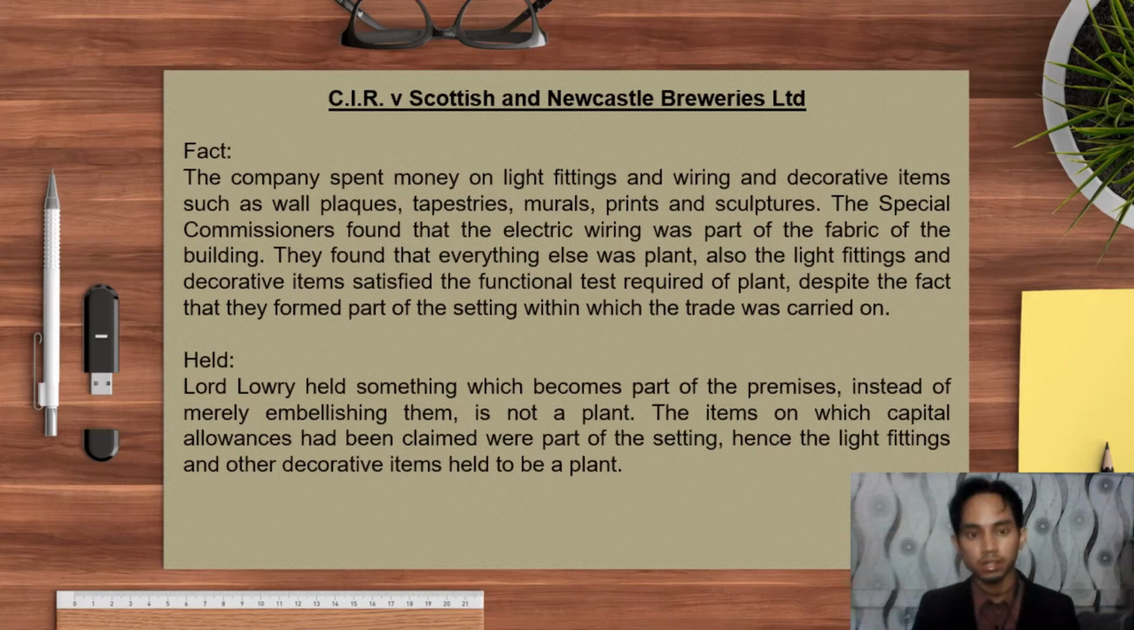So Lord Lowry held that something which becomes part of the premises, instead of merely embellishing them, is not a plant. The items on which capital allowance had been claimed were part of the setting, hence the light fittings and other decorative items were held to be plant.